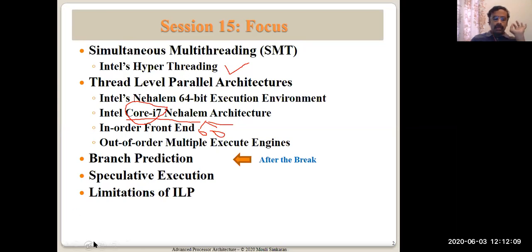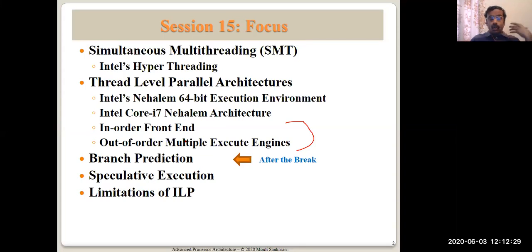So you must be aware now that we are not going to talk about anything lower than superscalar processors. So this processor is a superscalar processor. That means it has multiple functional units in it and the instructions can be executed simultaneously.